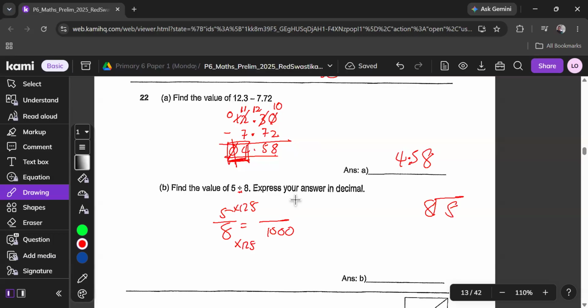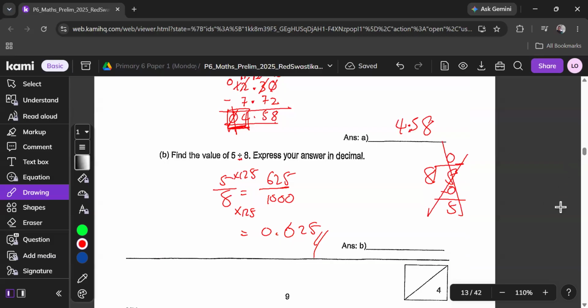So you will get 625 over 1000. And is your decimal 0.625? Faster. This is a shortcut. Otherwise, you'll be doing what? You'll be doing all the long division. So that'll be a bit longer. Okay? So shortcut. Okay. Copy down, ready?